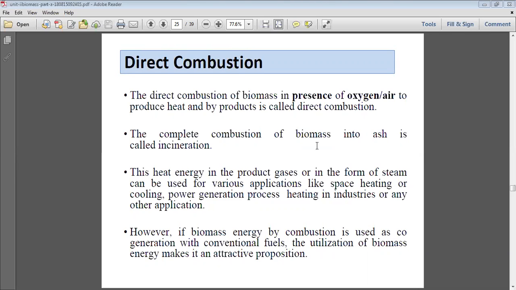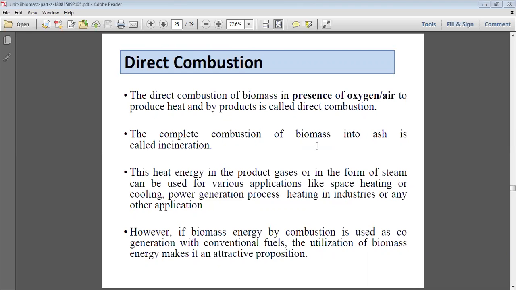The complete combustion of biomass into ash is called incineration. So when there is a complete combustion of biomass and biomass is converted into ash, then the process is known as incineration.